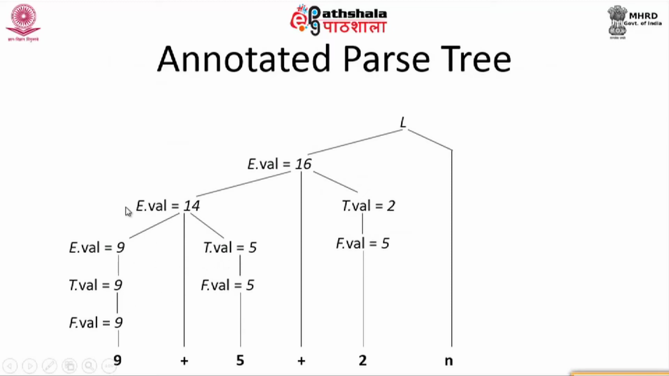Okay. And then what is this trying to do? I have E produces E plus T. So this value is nothing but the sum of E dot value plus T dot value. So I have computed 14 here. Similarly, this T dot value gets 2 here. So this is nothing but E dot value plus T dot value, which is 16 here, and so is the case with L. So L simply prints the value 16. It's not shown here. So this is how you construct the annotated parse tree.